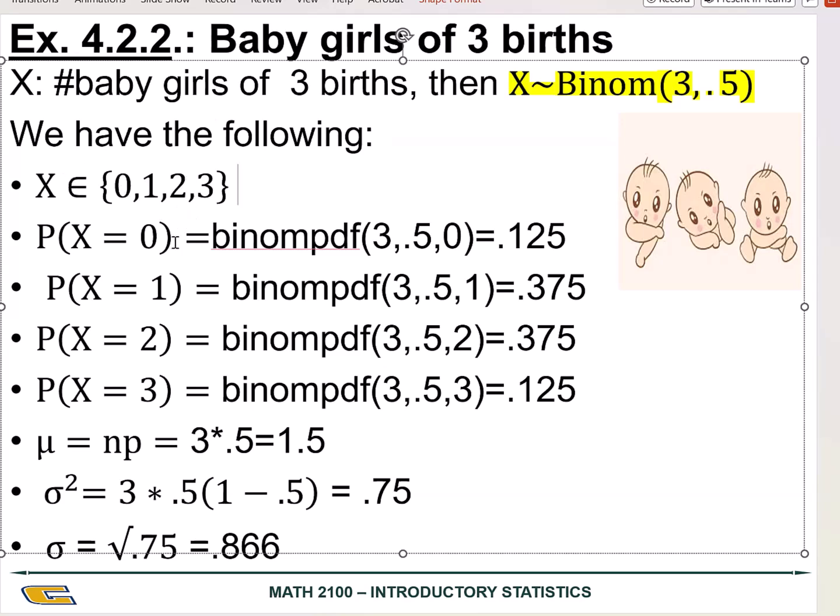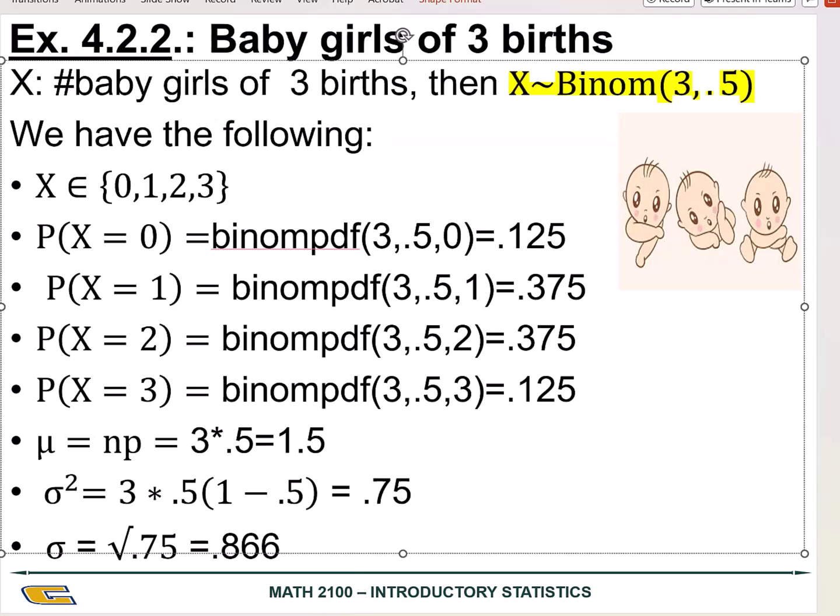And you also know the probability you get 0 baby girls, which is binomialPDF(3, 0.5, 0), and you use a calculator, you should get 0.125. The probability you get 1 baby girl among 3 births is 0.375. What's the probability you get 2 baby girls? Same thing, you just do binomialPDF at 2, you get 0.375. And the probability you get 3 baby girls is also 0.125.